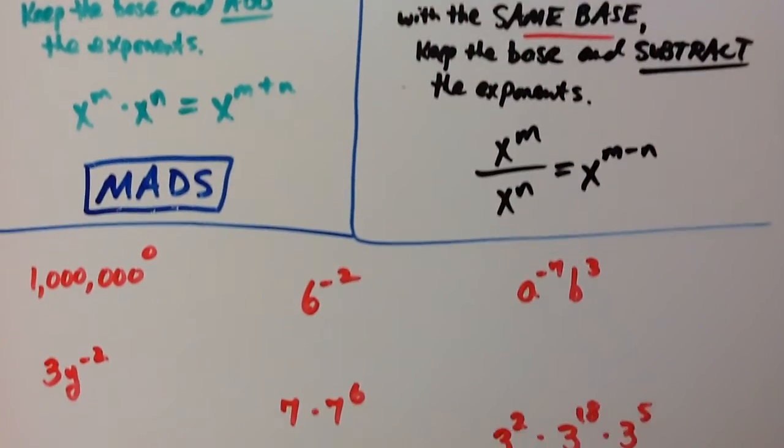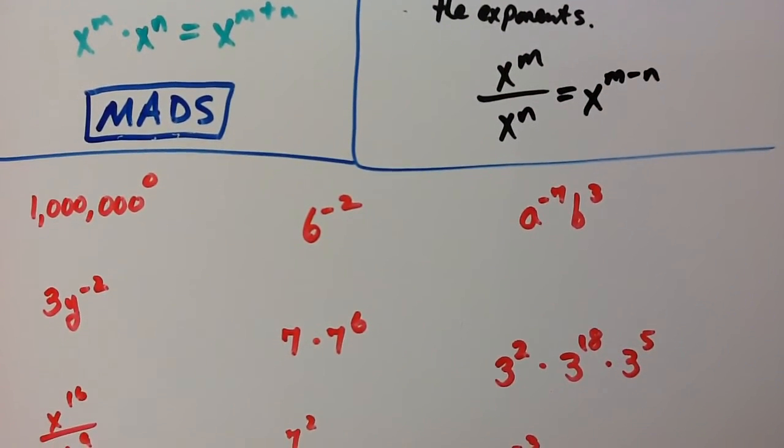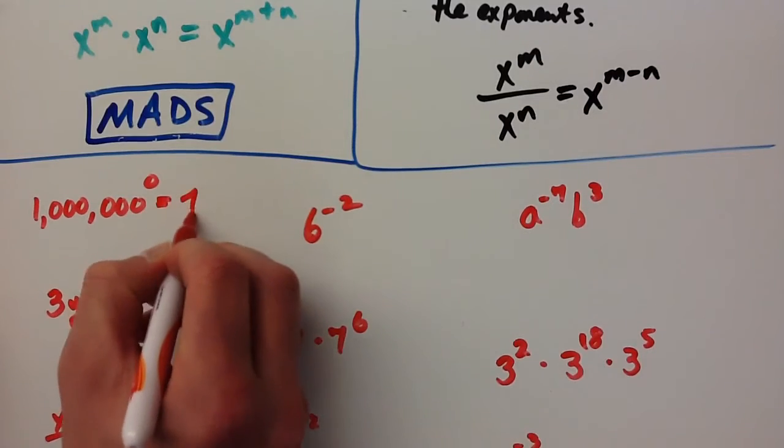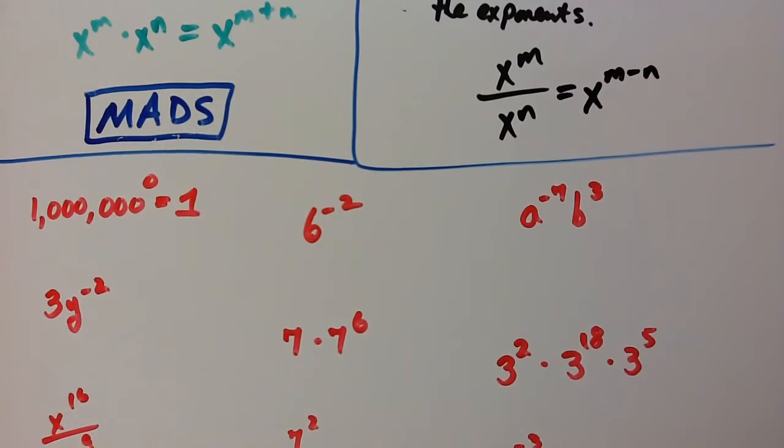Let's look at a few examples. The first one we have 1 million to the 0 power. This would be equal to 1, right? Because any non-zero number raised to the 0 power is equal to 1. So this is equal to 1 because of the zero rule.